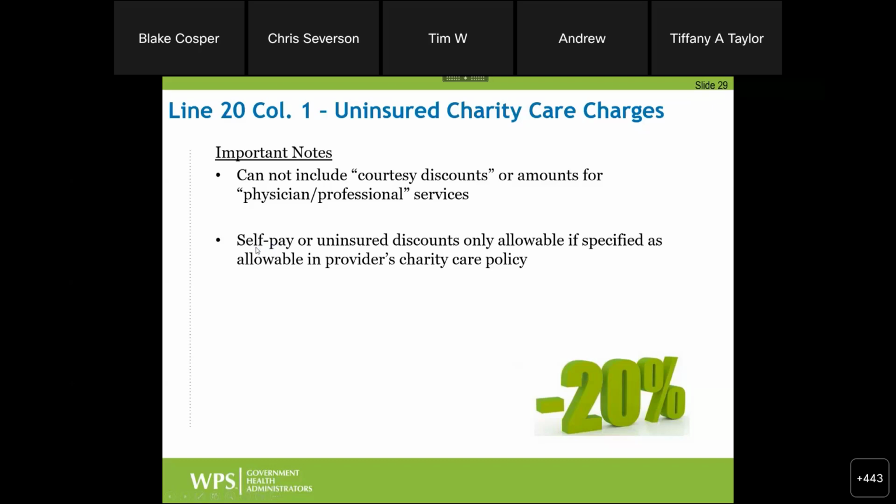Another type of charity care is the self-pay or uninsured discount. Those are allowable, but your policy has to specify it.